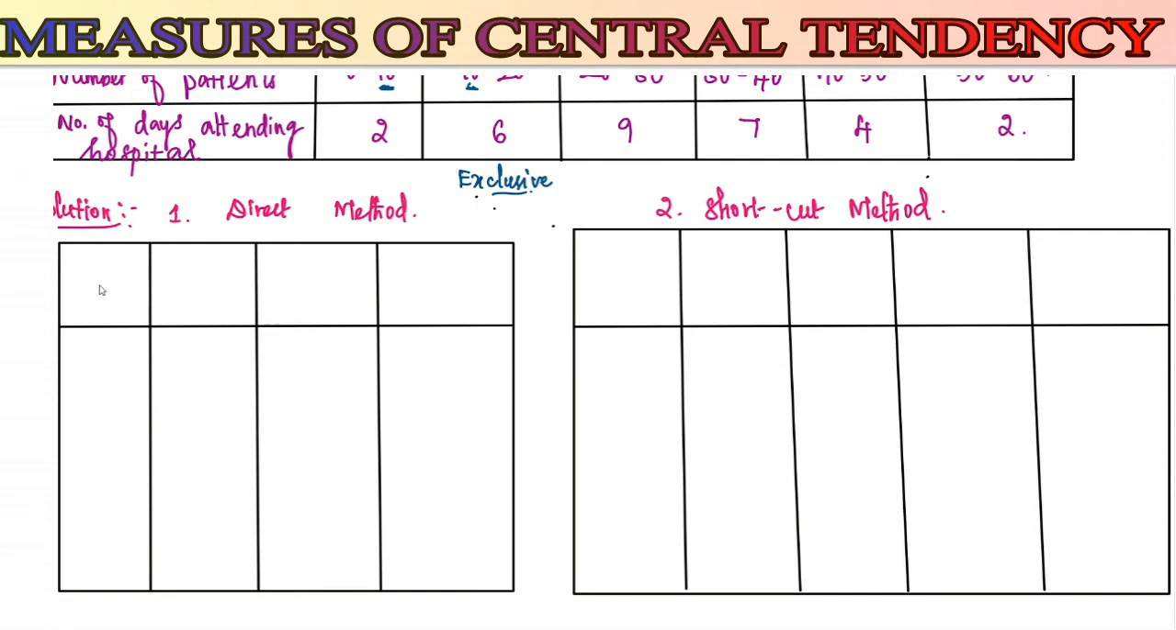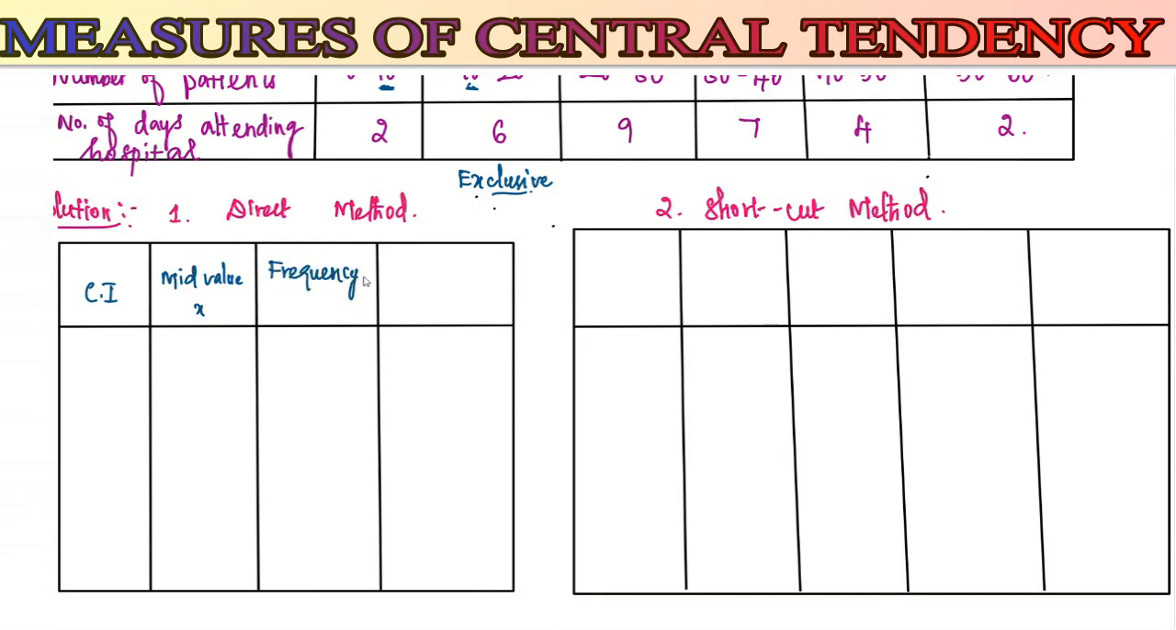We may arrange the data as given below. First we have to take the class interval, and the second column we need to take is the mid value, x, and the third one we need to take is the frequency.